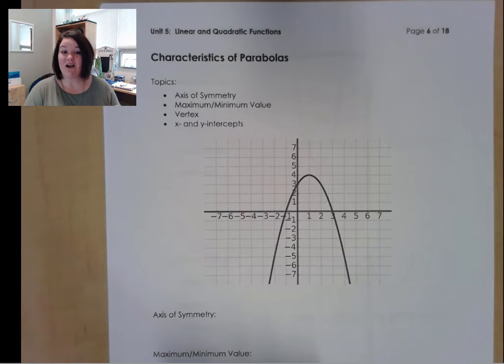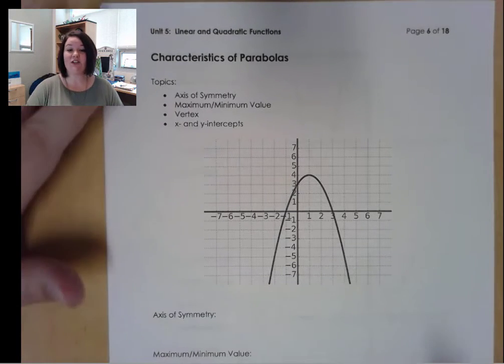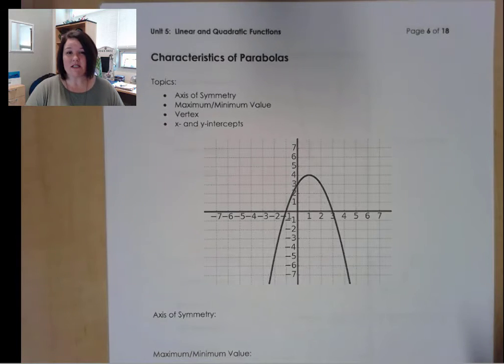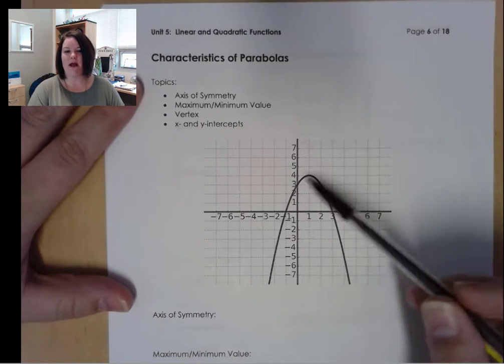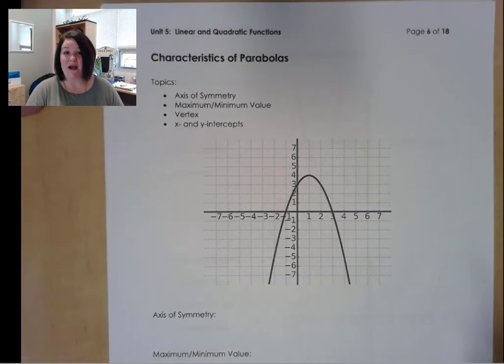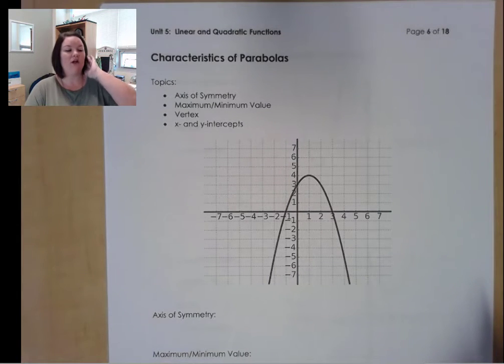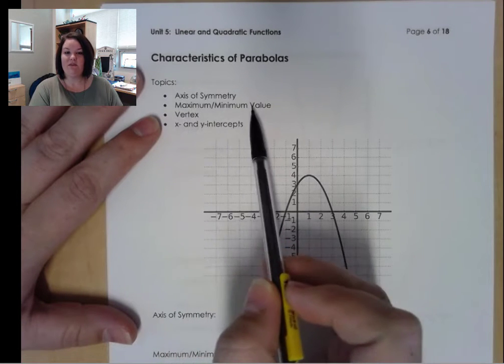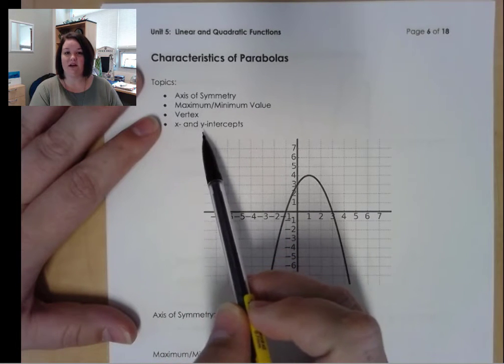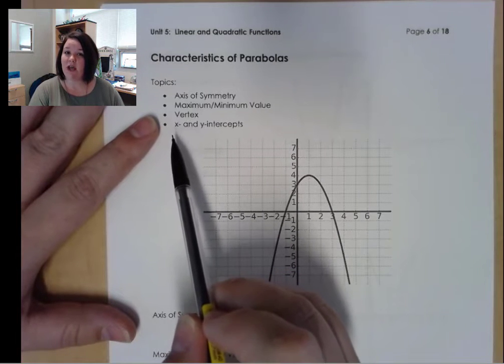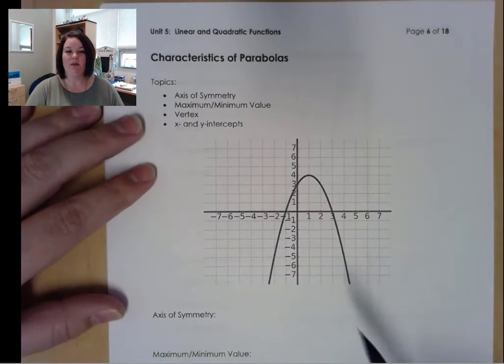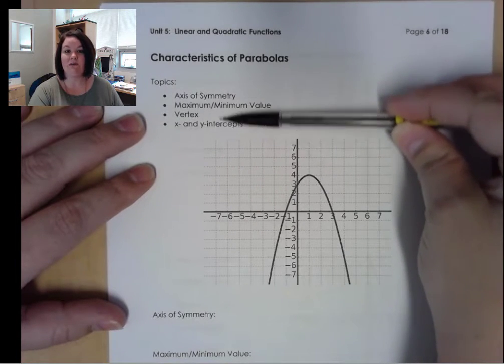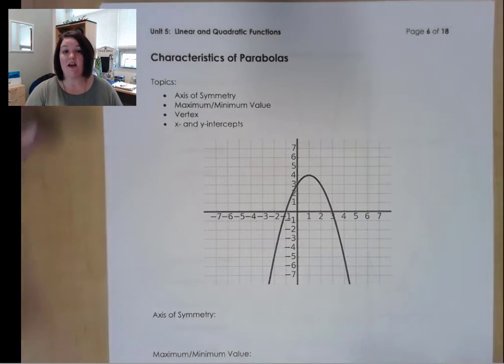All right, we're going to continue on in Unit 5 with characteristics of parabolas. Coming into this class, you've probably seen a parabola before, or you may have even worked with graphing them with an XY table. We're going to go a little bit more in depth today and look at some specific characteristics that every parabola has. And that's the axis of symmetry, the maximum or minimum value, the vertex, and x and y intercepts. Some parabolas don't have x-intercepts, and we'll talk about that in a minute. But these are all things that we should be able to identify on any and all parabolas.